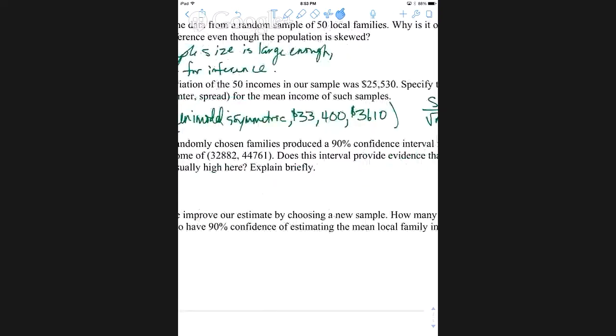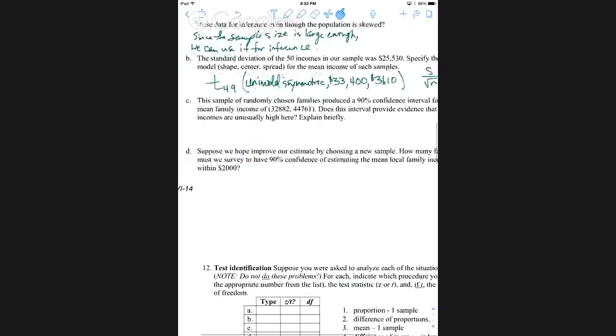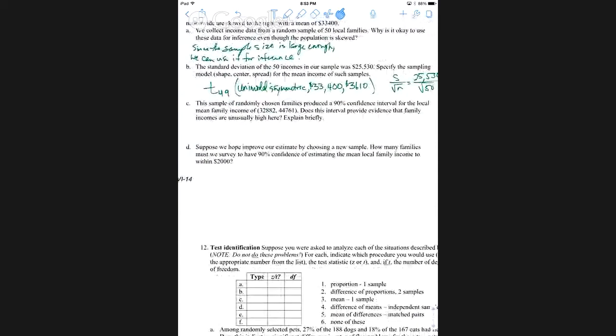Okay, let's look at the next one. Again, I know I'm going through all these. It's going to take me probably another half an hour to get through some of this stuff, but it is what it is. It shouldn't take you this long. I'm going over them, so it should take you half the time. A sample of randomly chosen families produced a 90% confidence interval for the local mean family income. Does this interval provide evidence that the family incomes are unusually high here?